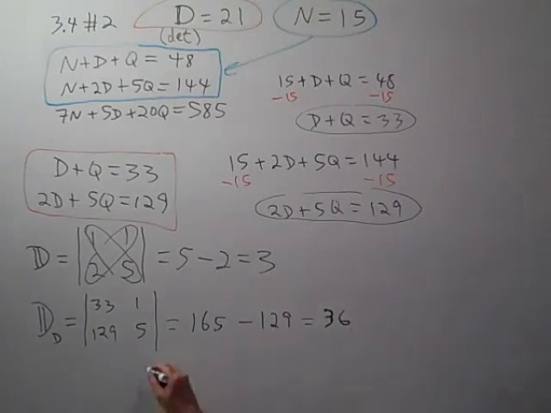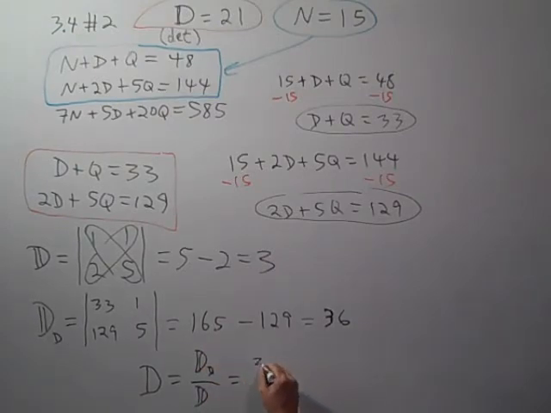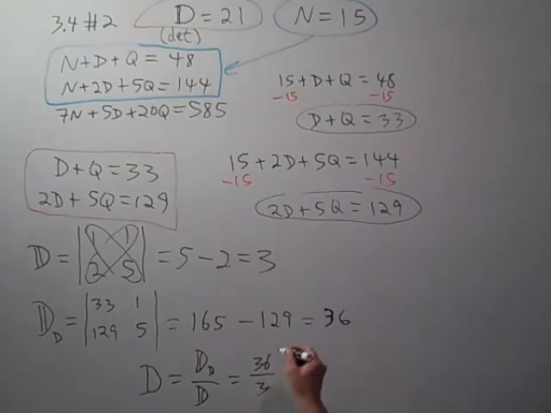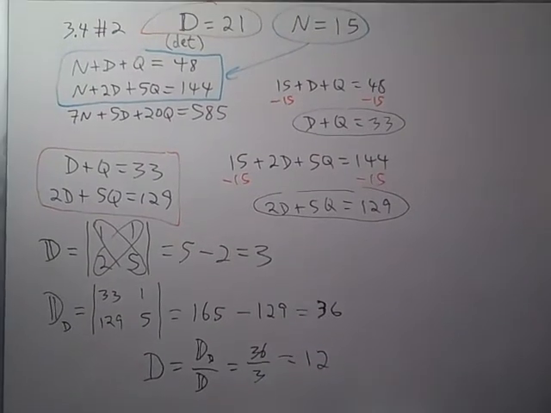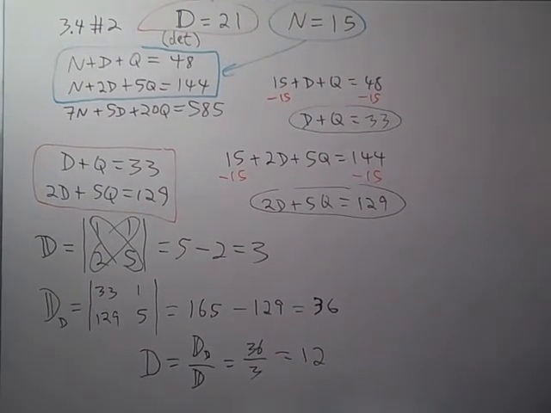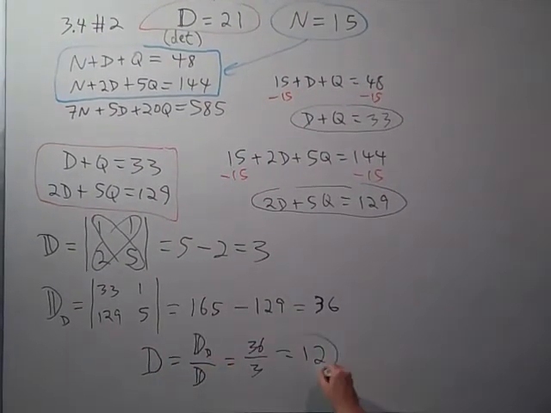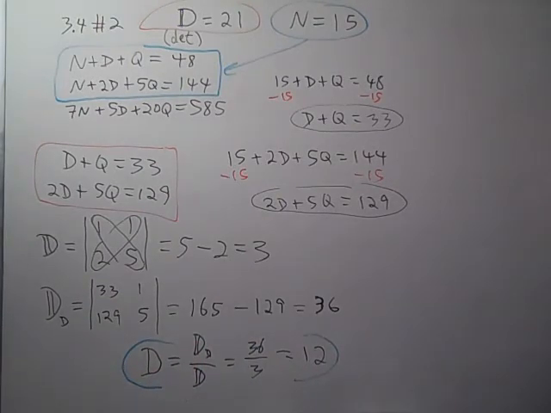So therefore, we know that the number of dimes is this d sub d divided by d. That's 36 divided by 3. And 3 goes into 36 12 times. So we now know that there are 12 dimes. 12 dimes and 15 nickels.